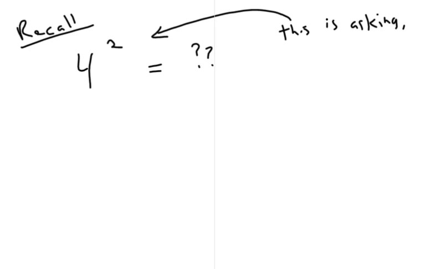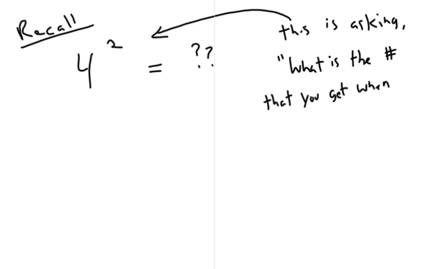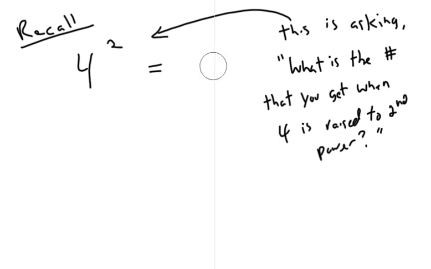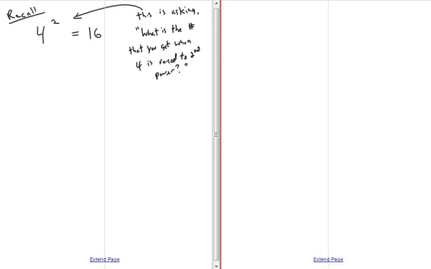So here we go. If you recall, your standard exponential equation here, 4 squared equals question mark. What this whole equation is asking is essentially this question: what is the number you get when 4 is raised to the second power, or when you get 4 times 4? That's what this is asking. Take 4 to the second power, 4 times 4, what number do you get? Obviously, the answer is 16.